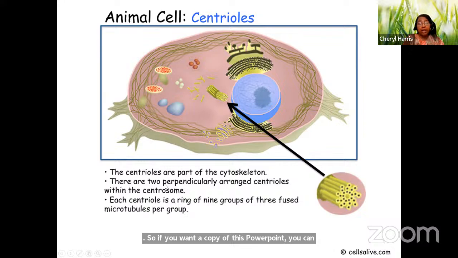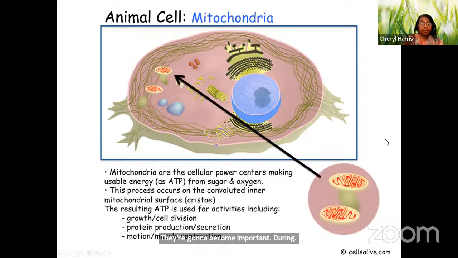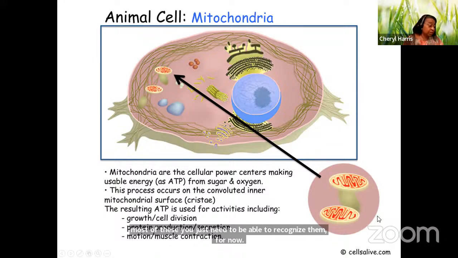All right. The centrioles are part of the cytoskeleton. And again, they're going to be arranged. They're going to become important during the reproduction of the DNA. And most of these, you just need to be able to recognize them for now. This one, you need to not only recognize, you need to know what its function is.